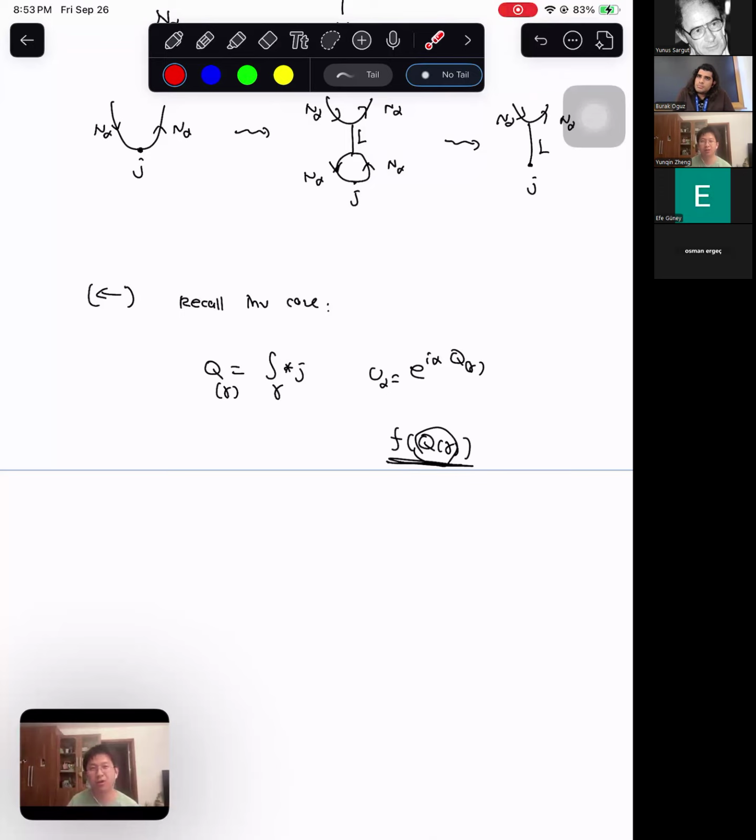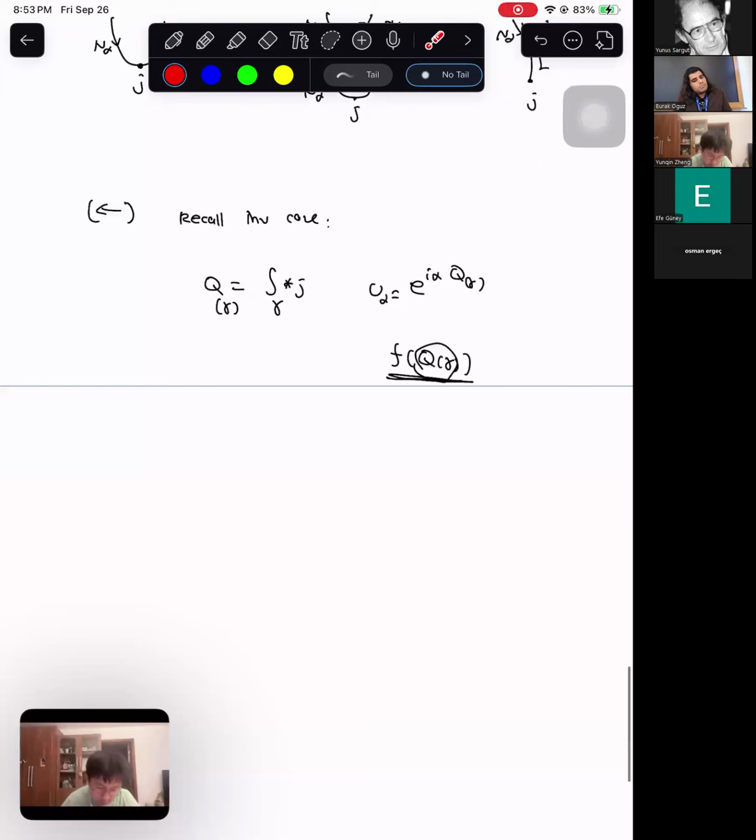So it should also be a topological operator. But why don't we consider that in quantum field theory? The reason for this is that a generic or arbitrary function of Q, of the conserved charge, does not give us a well-defined notion of the defect Hilbert space.